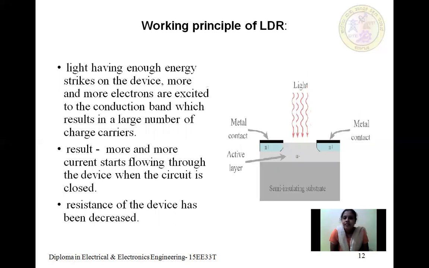The light having enough energy strikes on the device and more electrons are excited to the conduction band, which results in a large number of charge carriers. This results in more and more current flowing through the device when the circuit is closed. Hence, the resistance of the device has decreased. So this is the working principle of an LDR.